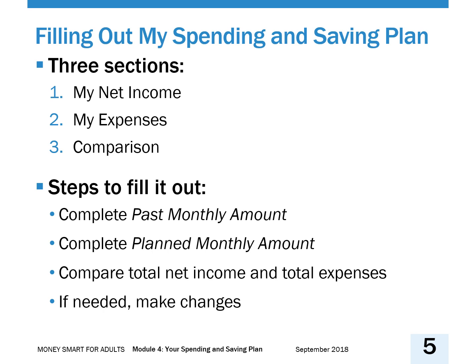Filling out my spending and savings plan. There are 3 sections: my net income, my expenses, and comparison. The steps to fill it out: complete past monthly amount, complete planned monthly amount, compare total net income and total expenses, and if needed, make changes.